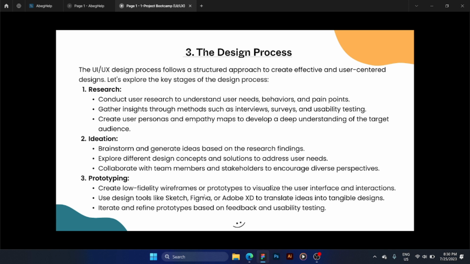So number three is prototyping. Under prototyping, we create low fidelity wireframes or prototypes to visualize the user interface and interactions. So wireframe, let me show you what a wireframe looks like. A wireframe is just like, have you been to a place where they are building a house or a construction site? You found out that whenever they are designing something, they have something they look at. There is a drawing, a sketch of what they are trying to do.